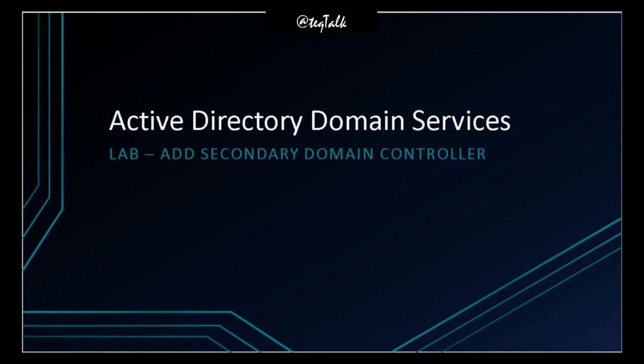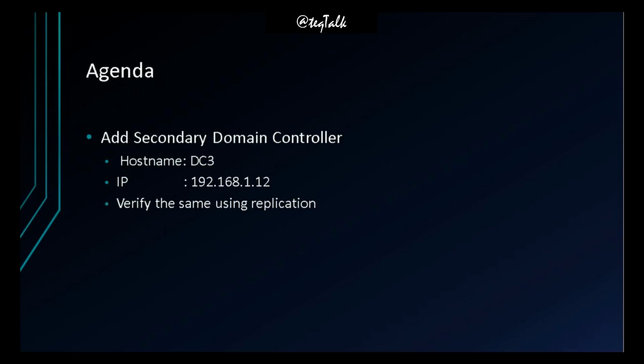In today's classroom, we will be learning about how to add a secondary domain controller. We have a secondary domain controller that has Windows 2019 Server. Its hostname will be DC3 and the IP is on your screen. Once we have added it to the domain, we will also verify the replication by creating an object in one of the domain controllers and see it being replicated to the other one. So let's get started.